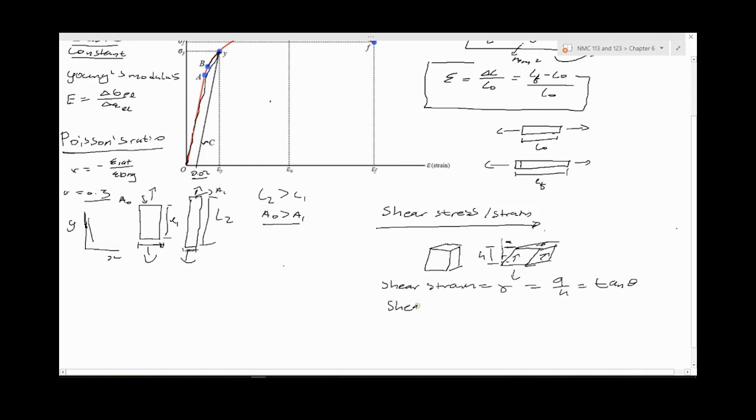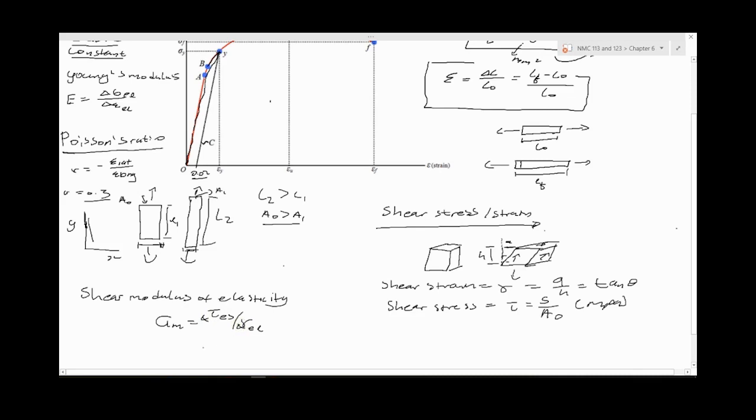And the shear stress is just the shear force over the original area, and the units are still the same in this case. And there's a relationship between the shear stress and the shear modulus of elasticity. The shear modulus of elasticity, G, is just like the Young's modulus: it equals shear stress over the elastic strain within the elastic region. So that's actually what it is.